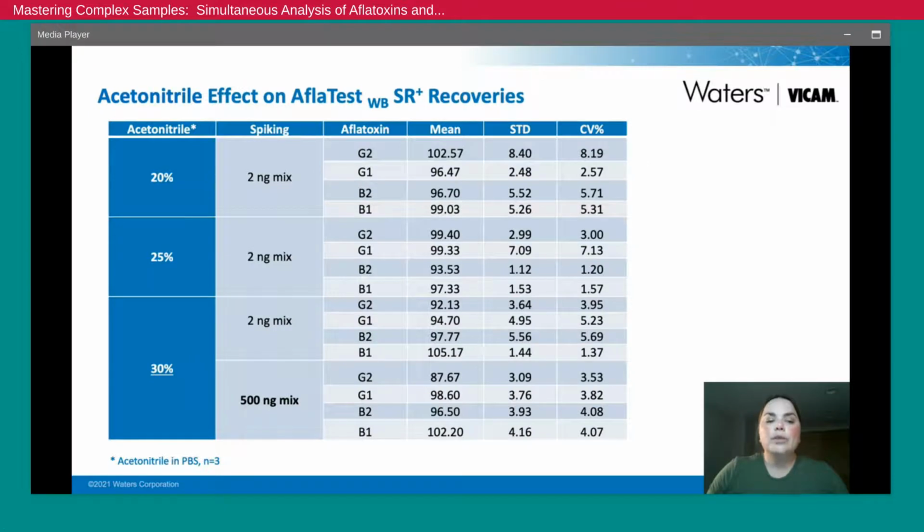In the results shown here, different concentrations of acetonitrile were passed over the column at different spiking levels. This chart shows the acetonitrile effect on Aflatest WB-SR+ recoveries. And as you can see, for the 2 nanogram mix and the 500 nanogram mix, there are very excellent recoveries along with great % CVs.